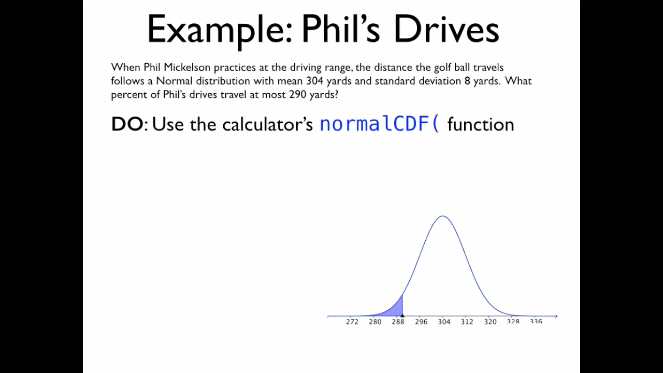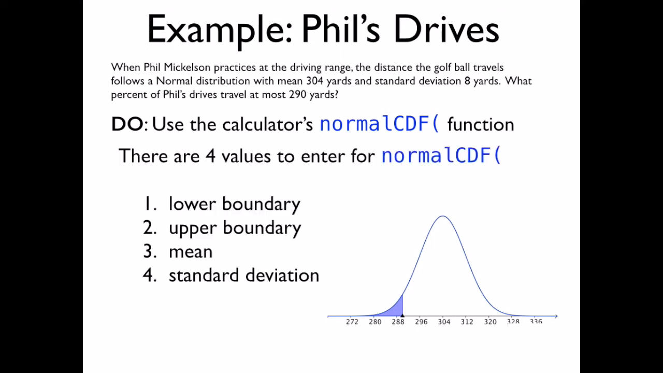But before we begin, there are 4 values that you enter into the normal CDF function. There's a lower boundary, an upper boundary, mean, and standard deviation. Now because this is a left tail distribution, the lower boundary here is negative infinity, up to an upper boundary of 290. The mean was given as 304, and the standard deviation was given as 8. And so now we can pull out the calculator and do some calculations.